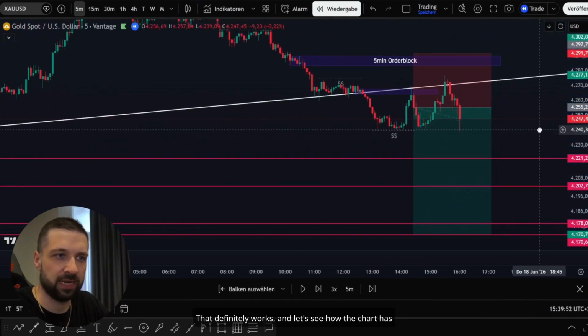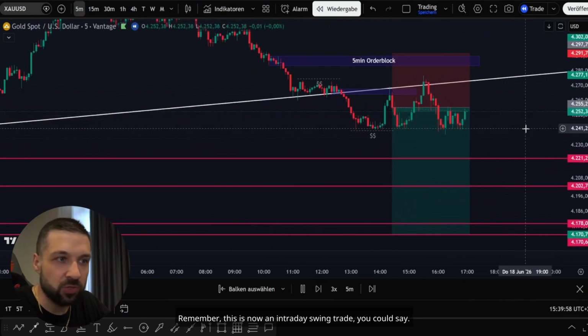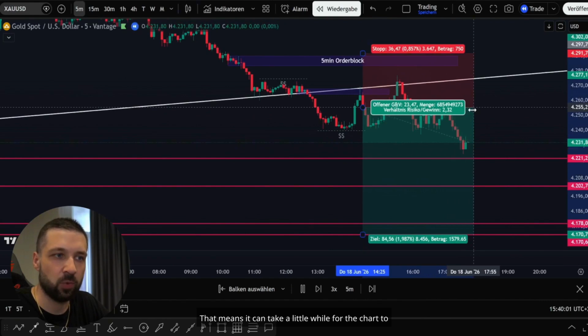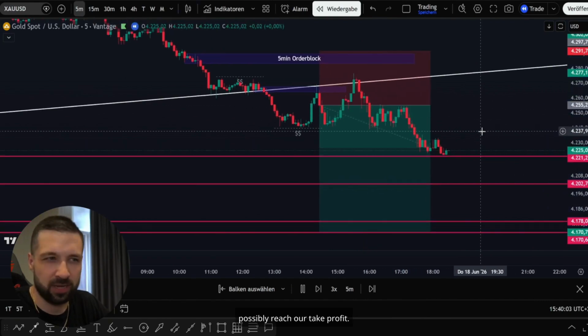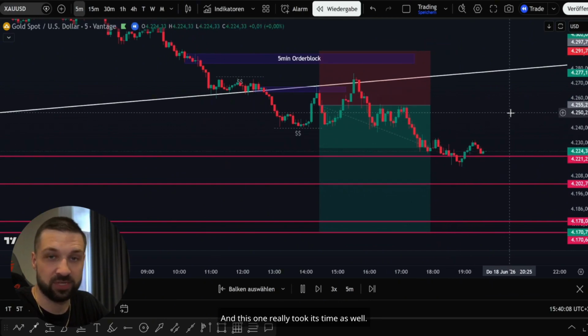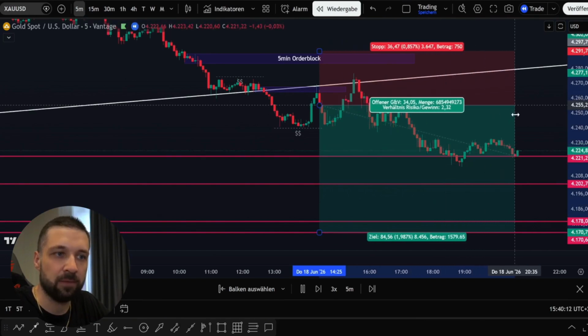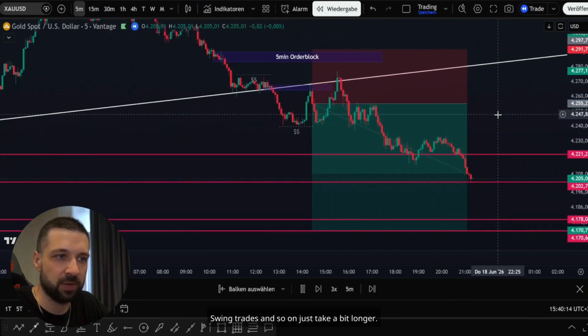That definitely works, and let's see how the chart has developed now. Remember, this is now an intraday swing trade, you could say. That means it can take a little while for the chart to possibly reach our take profit. Here we've now reached the first take profit. And this one really took its time as well. But that's completely normal, if you want to trade this way. Swing trades and so on just take a bit longer.